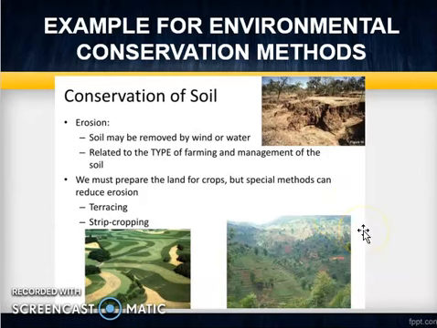Okay, now conservation of the soil, erosion. Soil may be removed by the wind or water. Related to the type of farming and management of the soil, we must prepare the land for the crop by special methods to reduce erosion, for example, terracing and seed cropping.